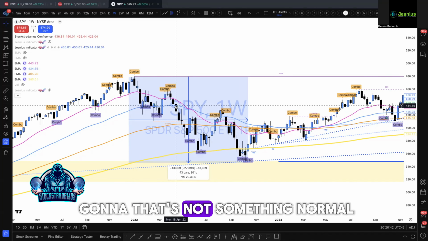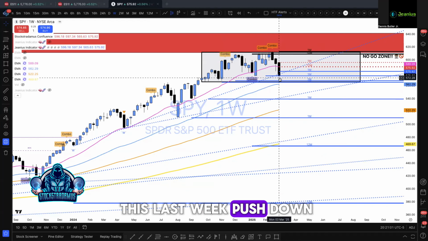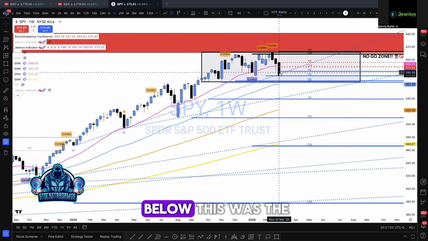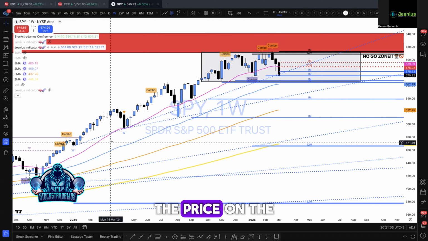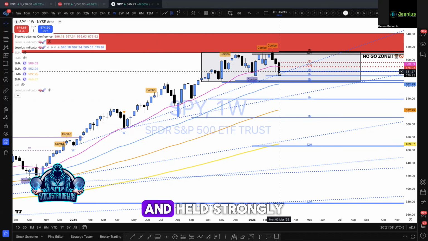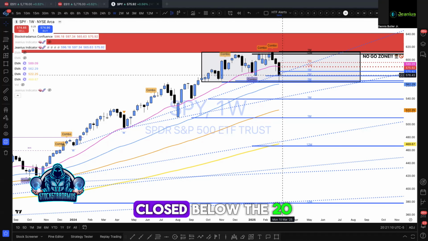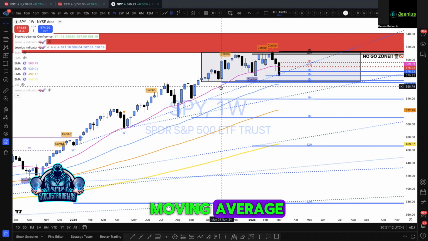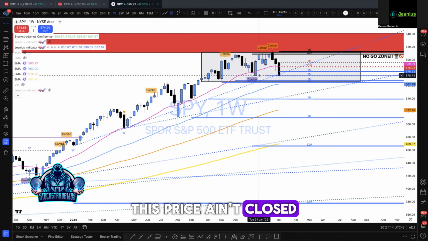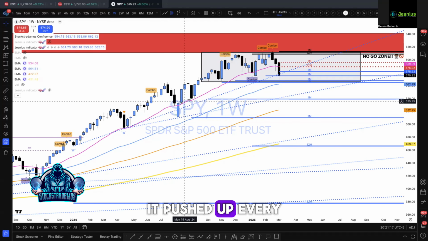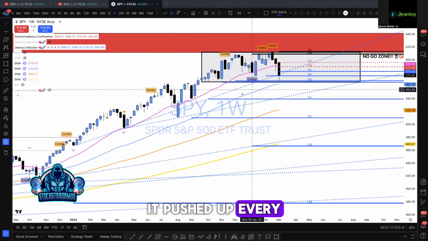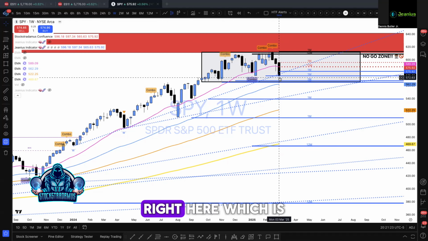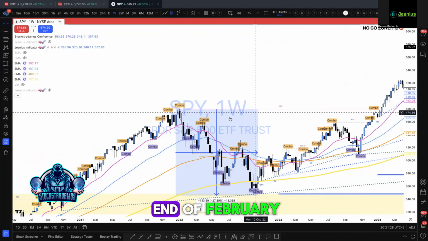and then looking at the indecisiveness at the beginning of 2025, and you see where this last week pushed down, where did it break below? This was the last time the price on the weekly chart broke and held strongly, closed below the 20 moving average. This price ain't closed. Even when it got below here, it pushed up every time. It regained that level. So here was the first time it closed below the 20 moving average, right here, which is March the 3rd. Very close to the end of February.